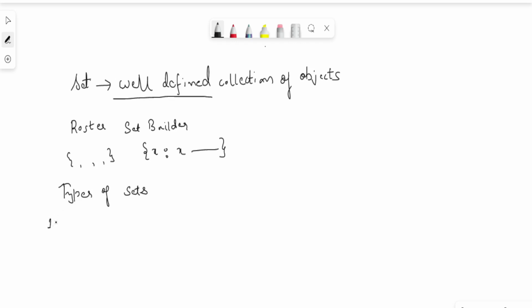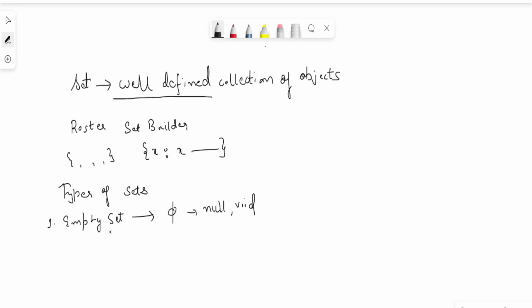So number one is the empty set. What does empty mean? An empty glass of water is a glass which does not have any water, right? Similarly we have an empty set. It means we do not have any element inside this set, correct? It is denoted by phi, and it is also called a null set or a void set. Empty set, null set, or void set, these are one and the same thing, right?